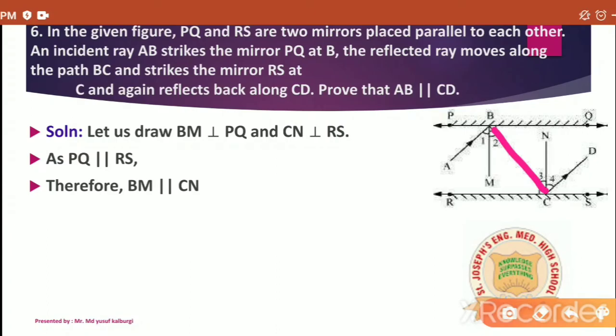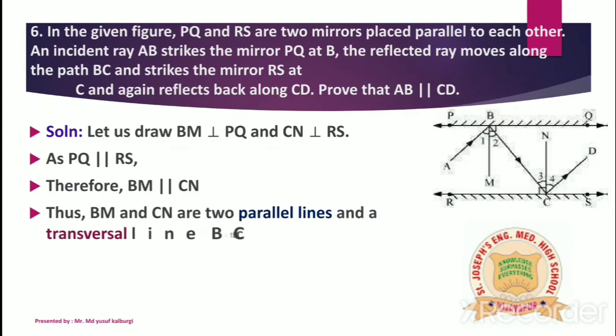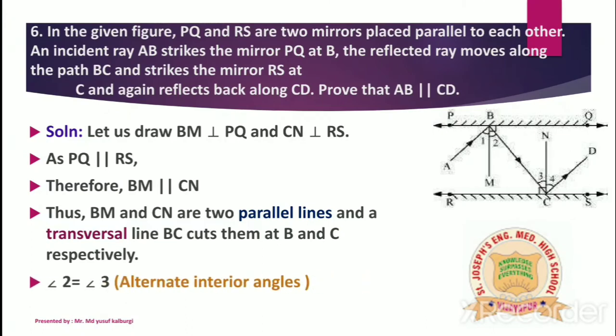Now if a transversal line cuts two parallel lines, can we write angle 2 is equal to angle 3? Obviously. So first we write that BM and CN are two parallel lines and a transversal line BC cuts them at points B and C. Therefore we can write angle 2 is equal to angle 3, alternate interior angles. Obviously, yes, very good.